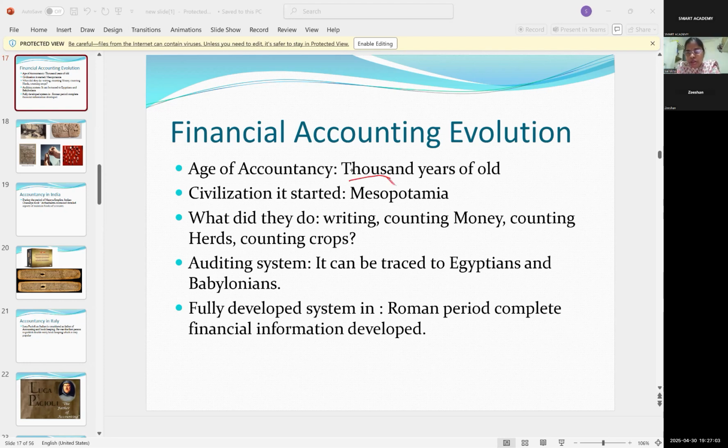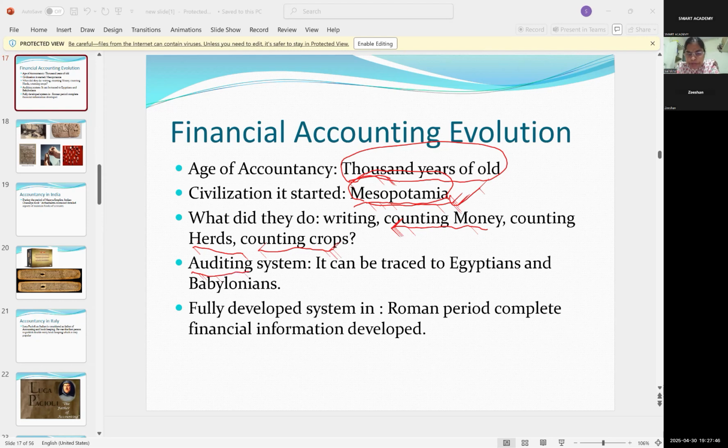Everybody thinks accountancy is some latest developed concept, but no, accountancy has 1,000 years of old history. And where did it start? In Mesopotamia. This is where the first accountancy was started. And how did we discover that? Because for counting money, counting sheep, counting crops, they discovered one method, and it was very famous in Mesopotamia.